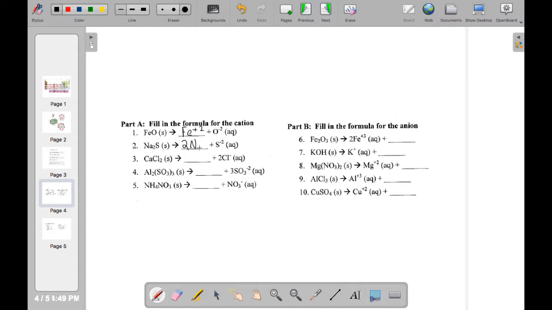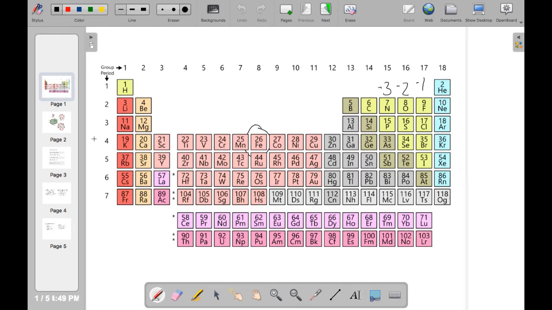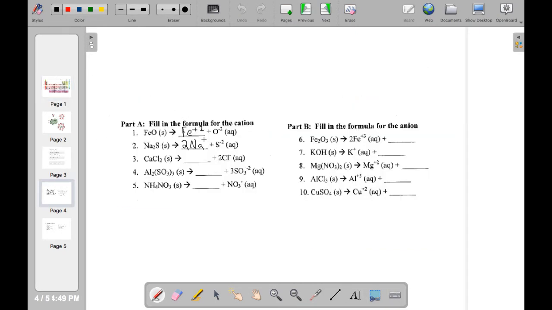Na. Sodium is in group 1. Sodium has to have a +1 charge. Now, theoretically, I would put aqueous down here. Aqueous. I'm not going to put aqueous on all of these. There's not a lot of room.